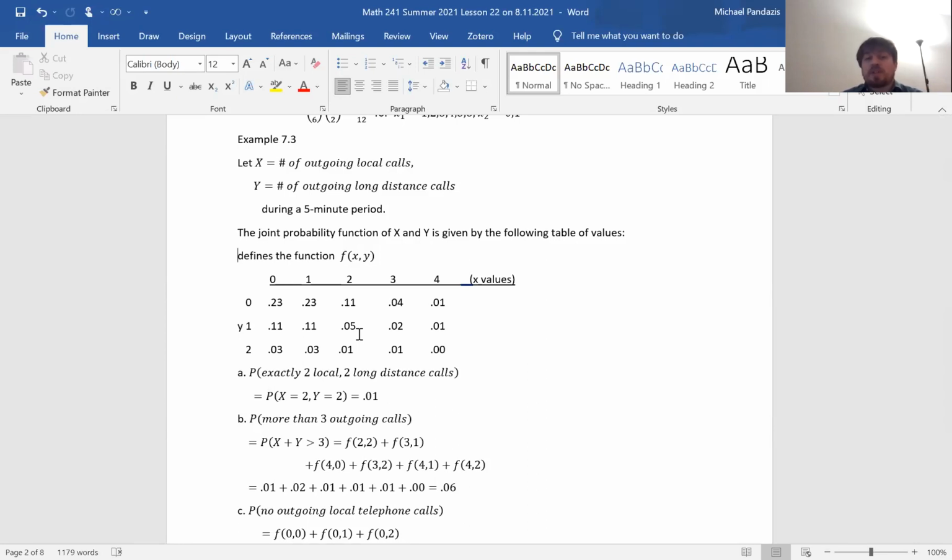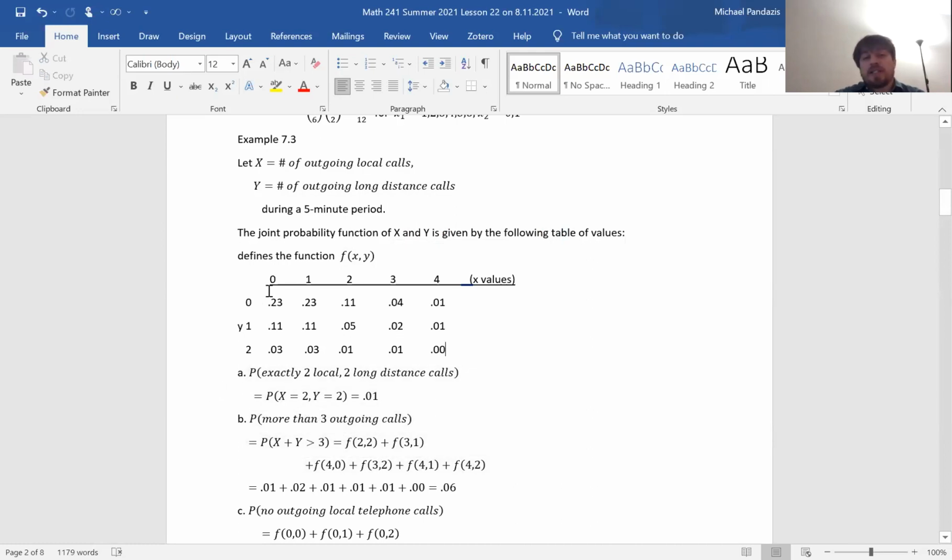So this table is expressing our PDF f of x comma y, because for each input of x and y, we give an output. And that output is the probability that capital X takes on the value 0 through 4 inclusive, and capital Y takes on a value from 0 to 2 inclusive. So for instance, what is the probability that there are 3 local calls, X equals 3, and 1 long distance call, Y equals 1? That probability is 0.02, okay? During a 5-minute period. So this table tells you that.